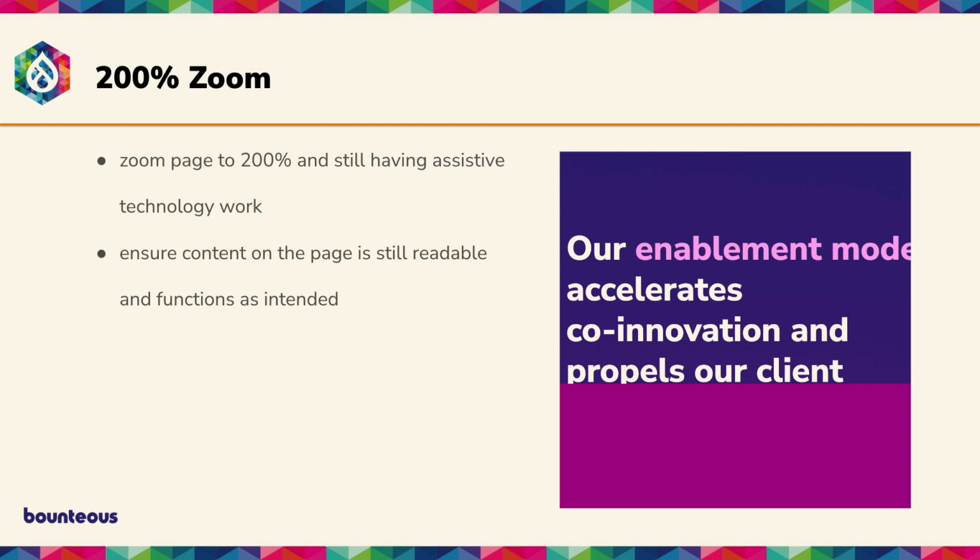Then another area on our site where we saw a lot of issues was zooming the page to 200% and still making sure that not only assistive technology works, but all of your content is still readable and functions as intended. And this is actually a WCAG criteria. As you can see in this screenshot, when we zoomed our screen into 200%, it's cutting off a lot of the content, as well as a CTA.